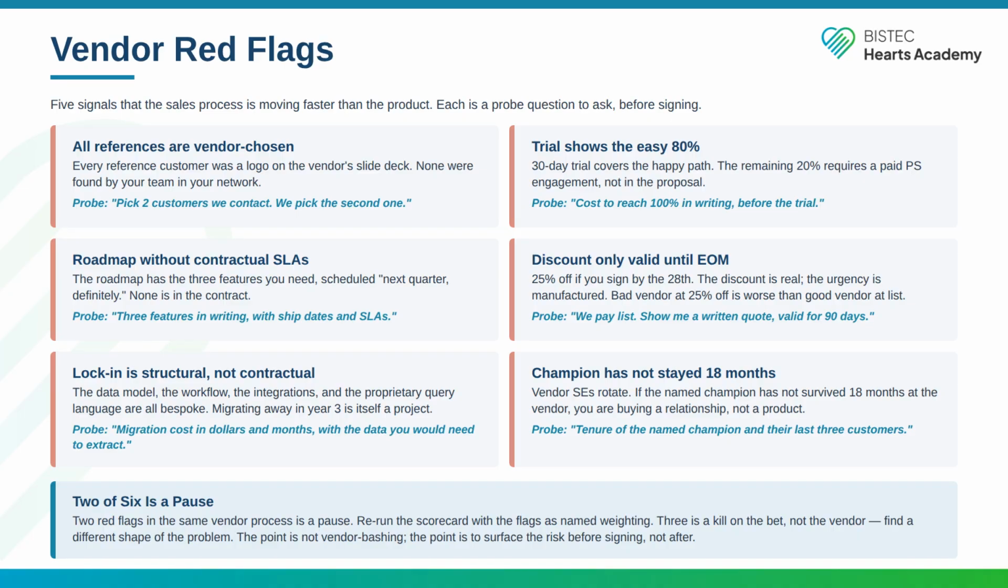2 of 6 is a pause. Rerun the scorecard with the flags as named waiting. 3 is a kill on the bet, not the vendor. Find a different shape of the problem. The point is not vendor bashing. The point is to surface the risk before signing, not after.